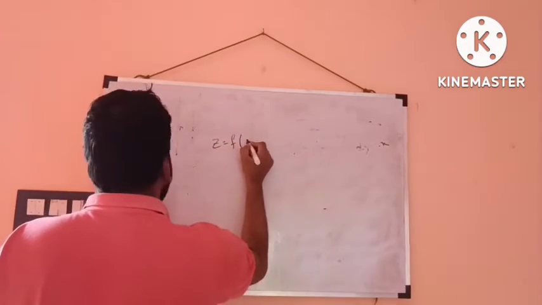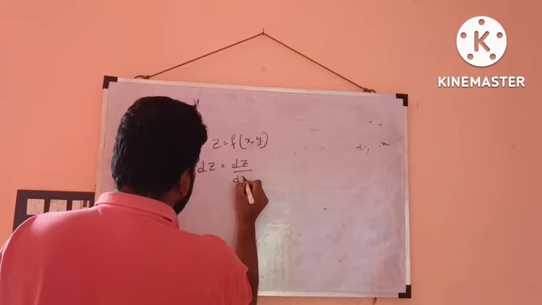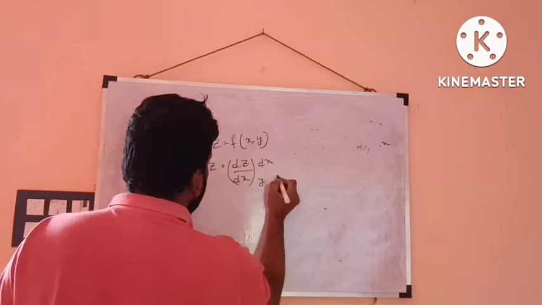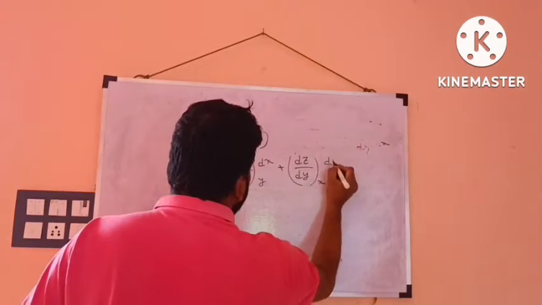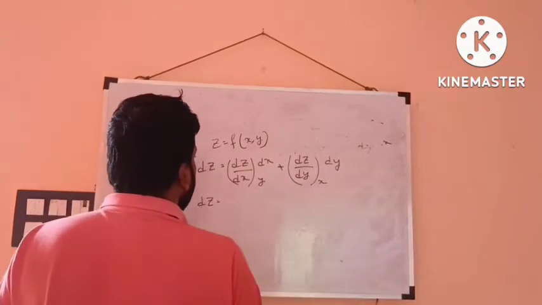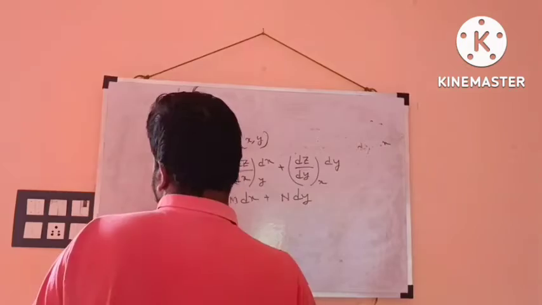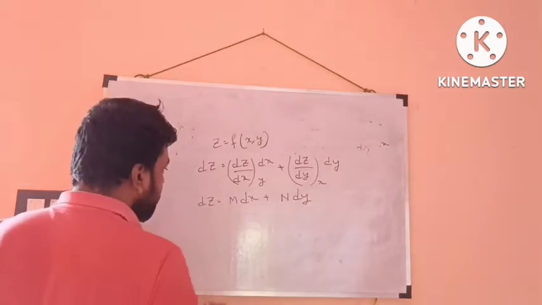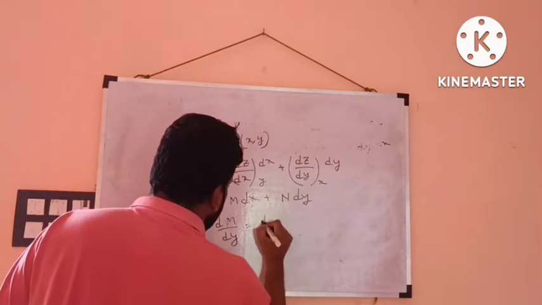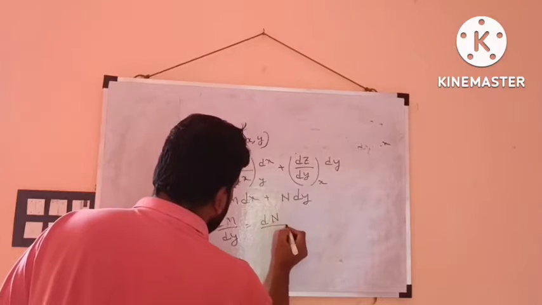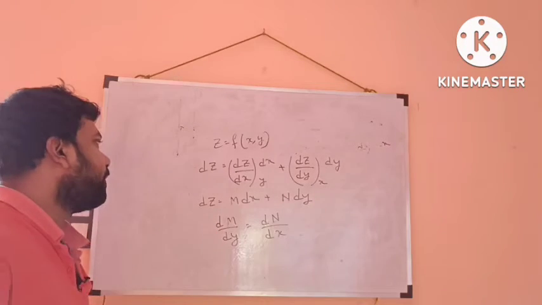Suppose z is equal to a function of x and y. So we can write that dz is equal to M dx plus N dy, where we denote the coefficient of dx by M and the coefficient of dy by N. If any function satisfies this condition, we can say it is a state function.